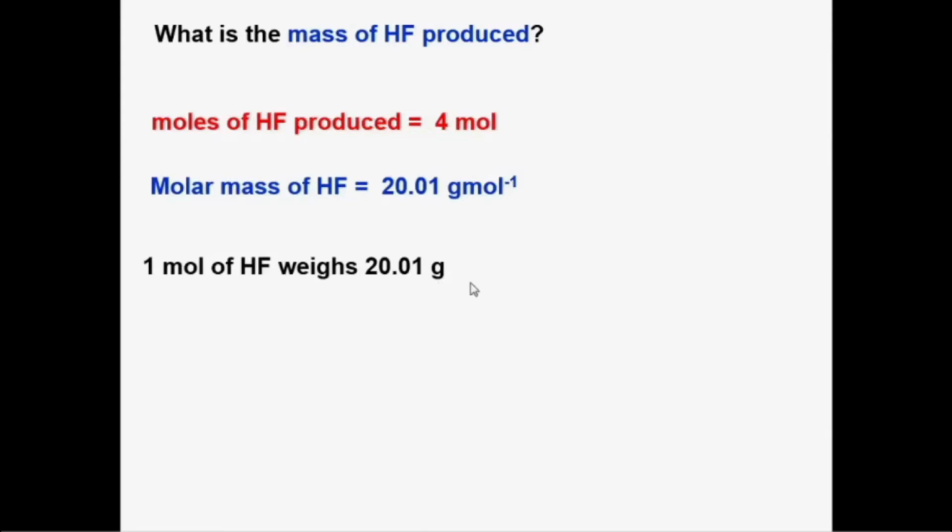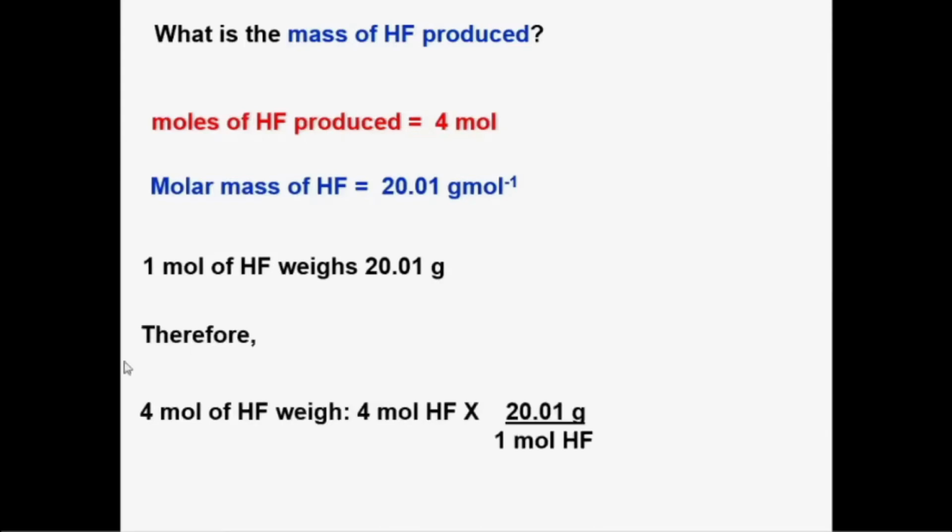But we don't have 1 mole of hydrogen fluoride. Instead, we have 4 moles of hydrogen fluoride. So 4 moles of hydrogen fluoride should weigh... if we calculate this, what is the answer? We get the mass of hydrogen fluoride produced in this reaction as 80.04 grams. So this is the case if we want to know the mass of the hydrogen fluoride produced in this reaction.